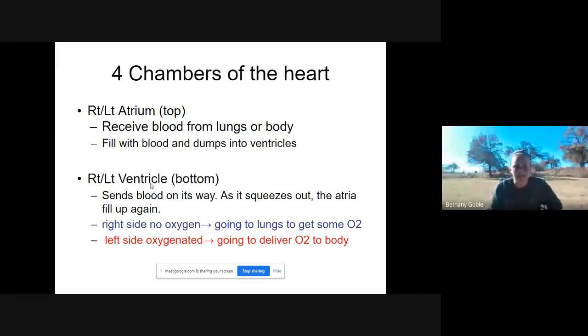The right side ventricle is the side that has no oxygen. So this is the blood that came back that was already used. And it says, well, what do I do with it now? And your right side of your heart says, I'll take it. So when it drops into your right ventricle, now it sends it to the organs that get rid of the waste.